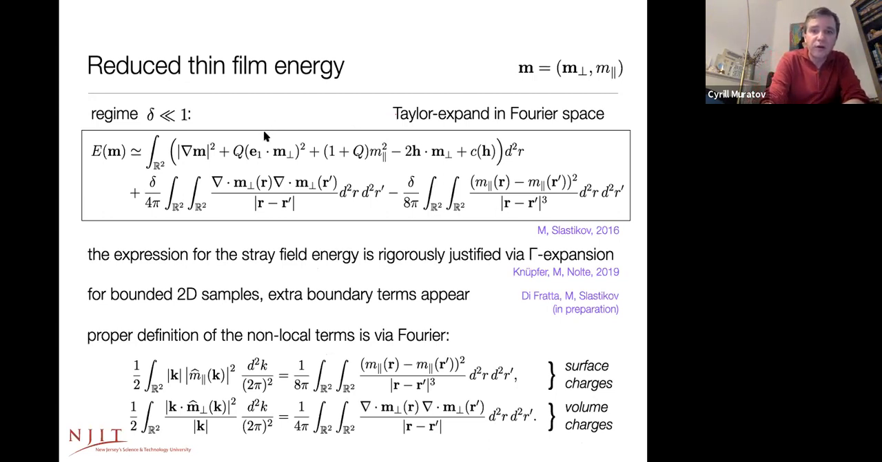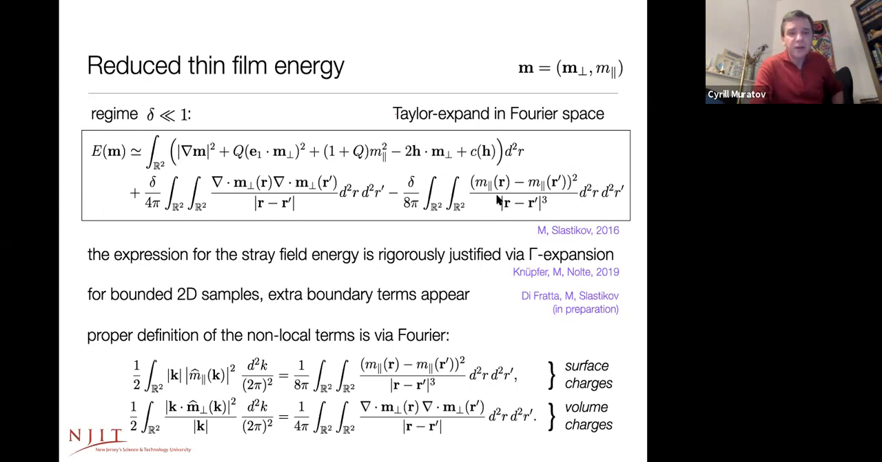And to the leading order, one obtains the following energy, which now has some local part, and it has non-local contributions, one of which is just a divergence of the magnetic charges in the plane, which we will refer to as the volume charges, and a term that involves the out-of-plane component, which is due to surface charges.